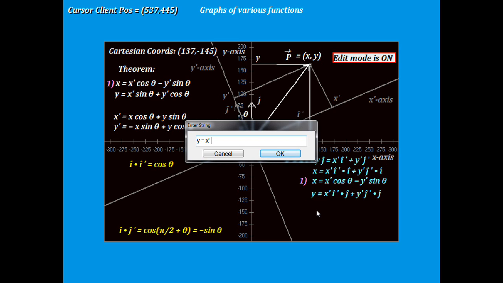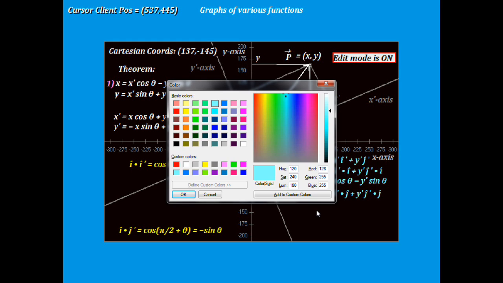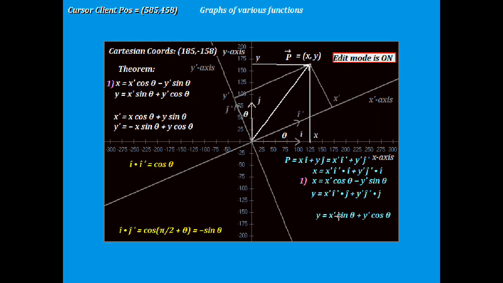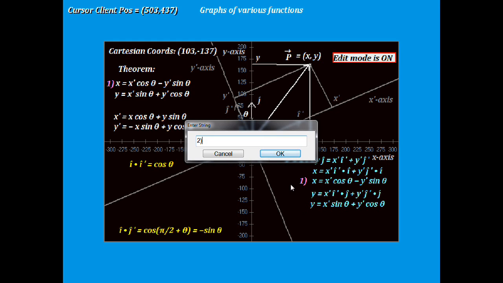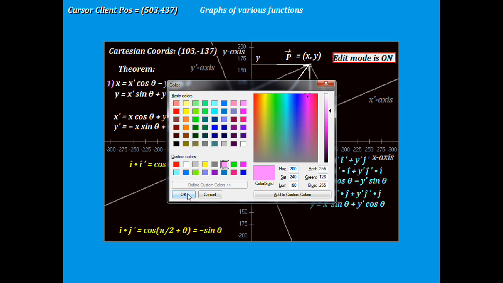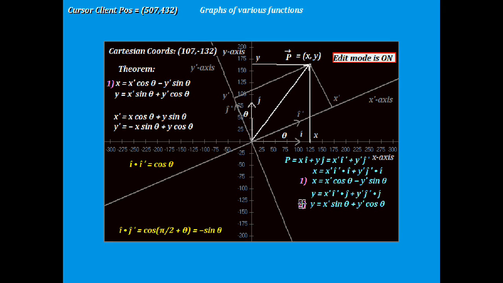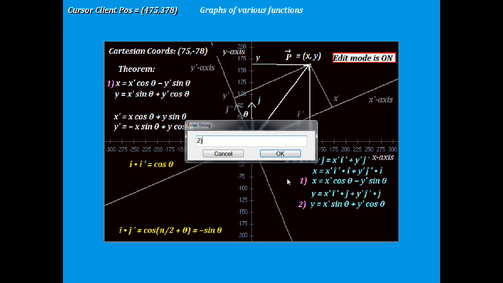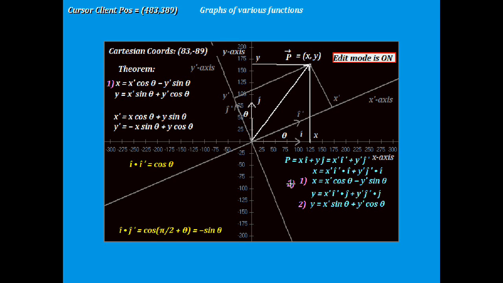X prime, so it's cosine of pi over 2 minus theta, which is sine theta, plus y prime j dot j prime is cos theta. So 2 is proved. See how easy that is?